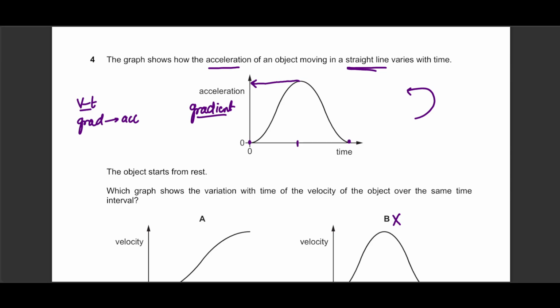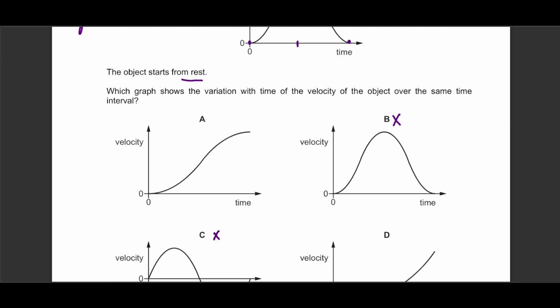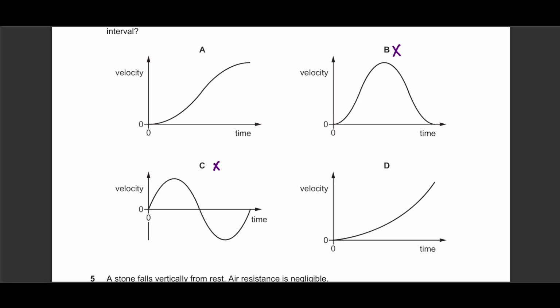The object starts from rest, so the graph has to start from the origin. So I'm rejecting C because it suggests that the object is going to stop at these 3 points. It will be stopped at the start, but it's not going to be stopping at any point in the middle of the journey. So I'm rejecting this option based on this.